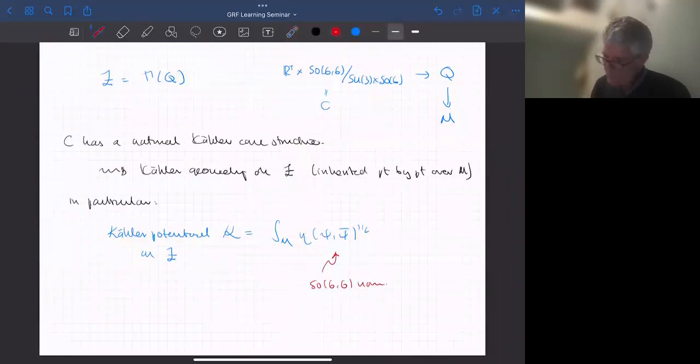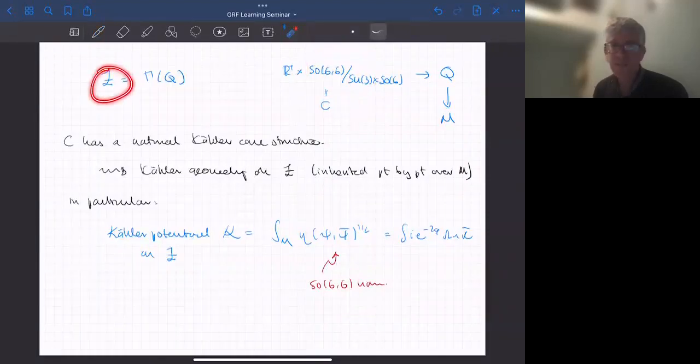And if you work out what this is for this particular case, this is none other than the integral of i e to the minus 2 phi omega wedge omega bar. So by taking derivatives of the Kähler potential in the usual way, that defines the symplectic form. Really all I want to get across is that there's a natural Kähler metric on here. And once you know that, you know everything. That just gives you a Kähler metric on this space.